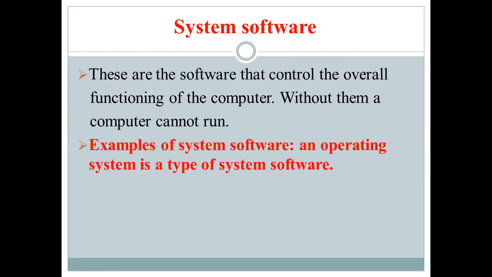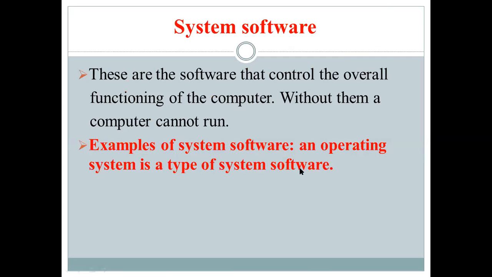First one is system software. System software runs the application software. System software controls and manages your computer. When you start your computer, the first software to run is a system software called operating system. These are the software that control the overall functioning of the computer. Without them, a computer cannot run. An operating system is a type of system software.